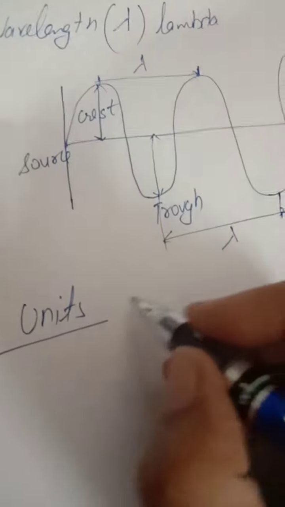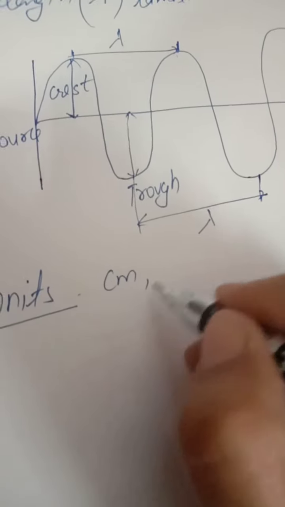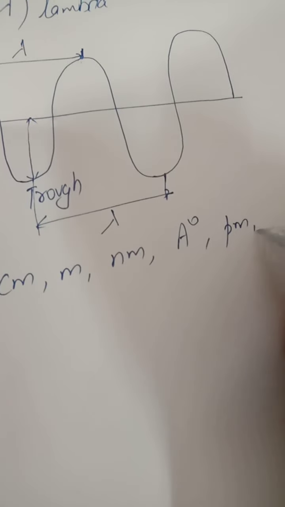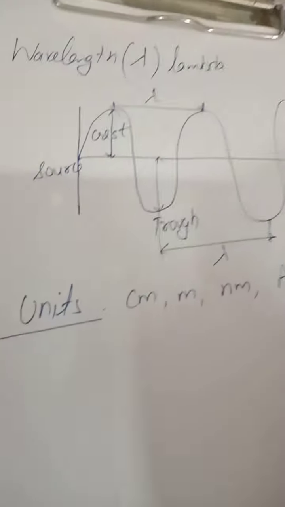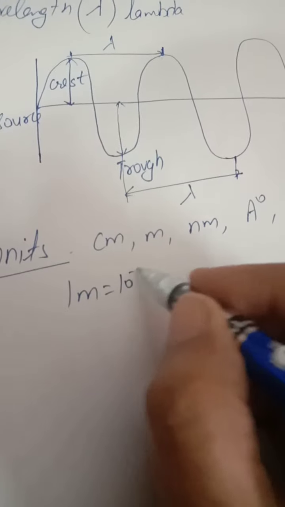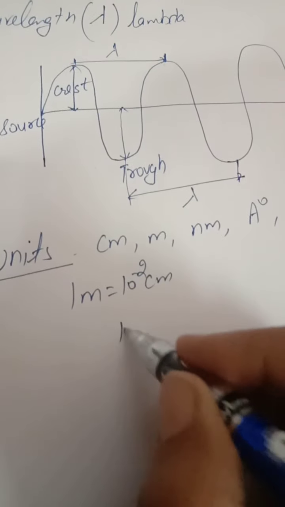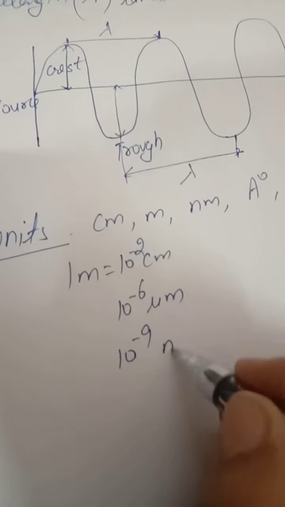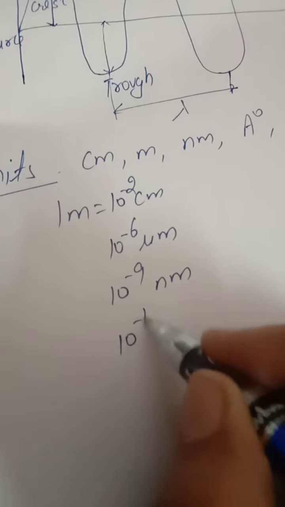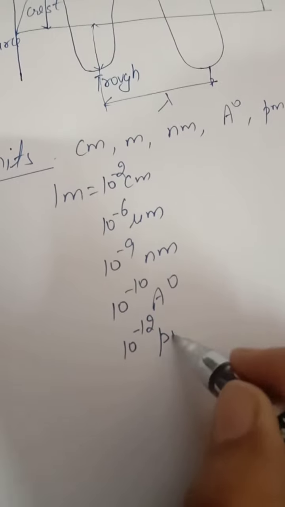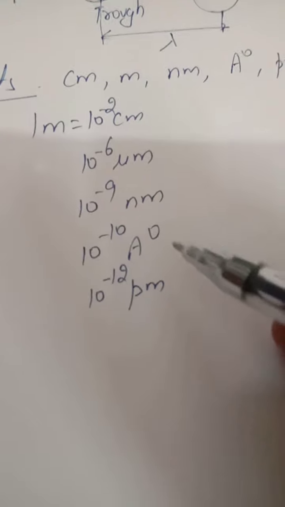Its different units are there. It can be measured in centimeter, meter, nanometer, angstrom, picometer, micron meter. These are all units of wavelength. That is, 1 meter is equal to 10 raised to power minus 2 centimeter, which is equal to 10 raised to power 6 micron meter, 10 raised to power minus 9 nanometer, 10 raised to power minus 10 angstrom, and 10 raised to power minus 12 picometer. So we can write accordingly, whichever is given to us in the statement.